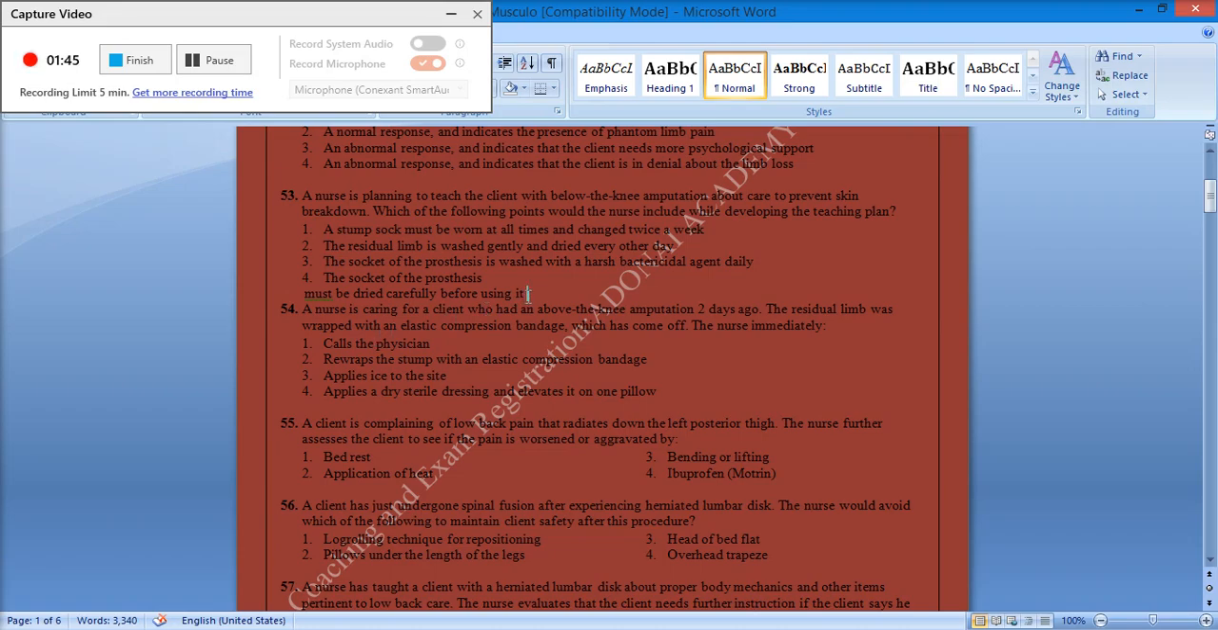The correct answer is: the socket of the prosthesis must be dried carefully before using it.